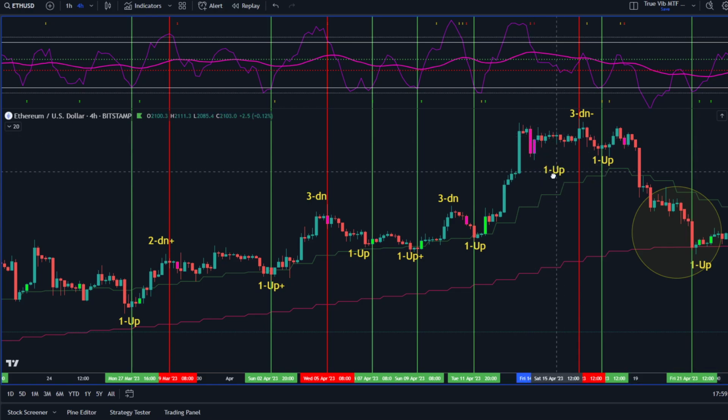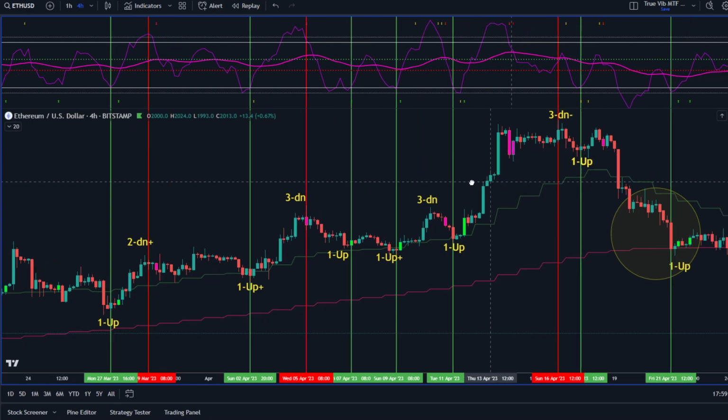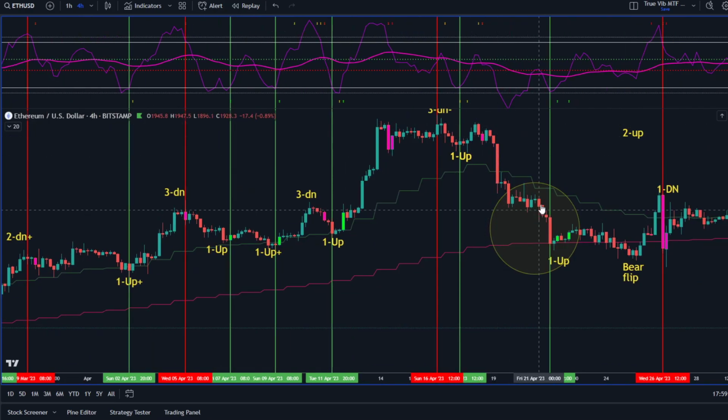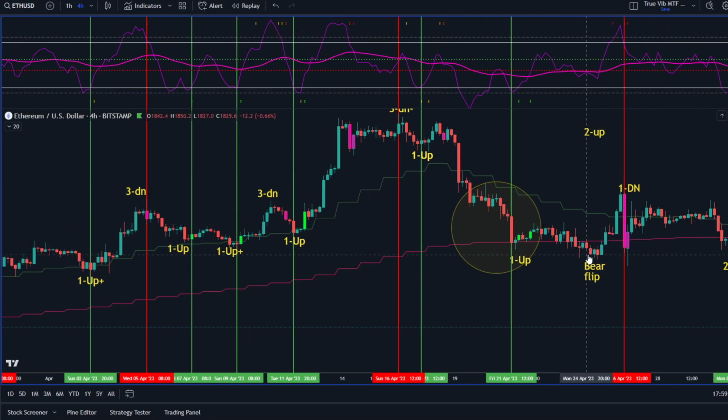This one, I don't know why it's even there. It's clearly not the 1-up. Right there is fine. Get into a 3 down. Why do we like those 3 downs? Because you have a chance to play those, right? 3 down, 1-up into resistance, drop back like that, back into a 1-up. This is another bear flip again, right?